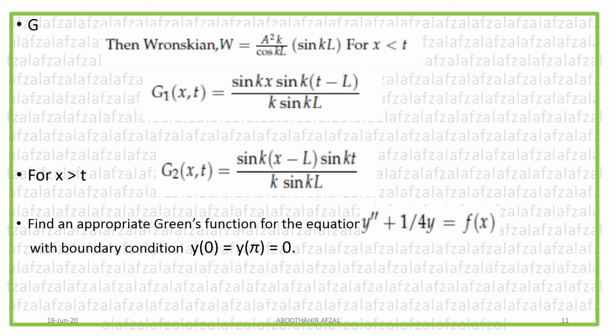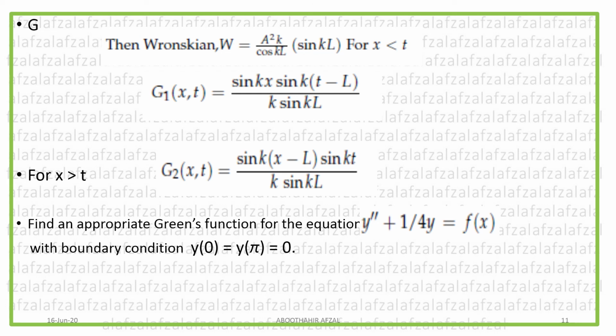The Green's function will become g1 is equal to u1 u2 by W(t), that is equal to sin kx sin k(t minus l) by k sin kl. For x greater than t, again the value of Green's function, which is given in the first slide, the g2 is given by u2 u1 by W(t), that will become sin k(x minus l) sin kt by k sin kl.